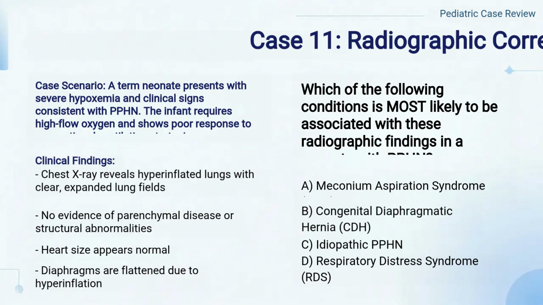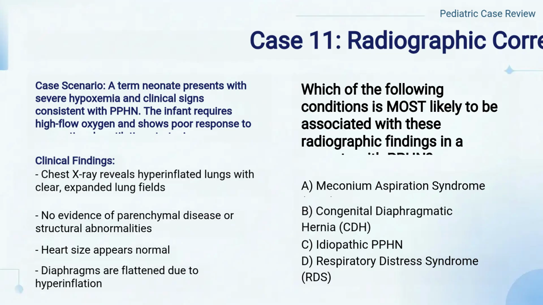Case 11. A term neonate presents with severe hypoxemia and clinical signs consistent with PPHN. The infant requires high-flow oxygen and shows poor response to conventional ventilation strategies. Chest X-ray reveals hyperinflated lungs with clear, expanded lung fields. There is no evidence of parenchymal disease or structural abnormalities. Heart size appears normal, and the diaphragms are flattened due to hyperinflation.